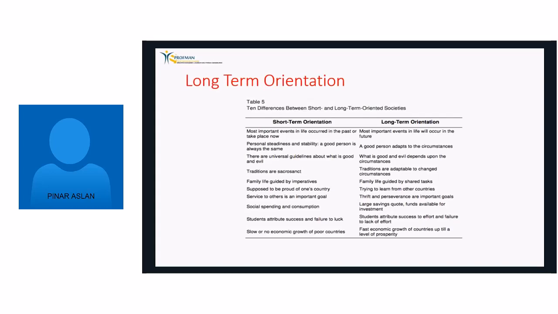In short-term orientation cultures, students attribute success and failure to luck. And in long-term orientation cultures, students attribute success to effort and failure to lack of effort. Basically, in short-term orientation cultures, if you fail, it's probably because you were unlucky. You had a bad day, something happened unexpectedly. But in long-term orientation cultures, you fail because you don't show effort.